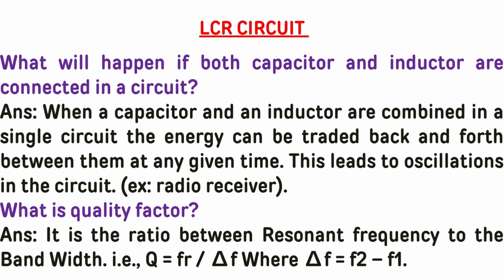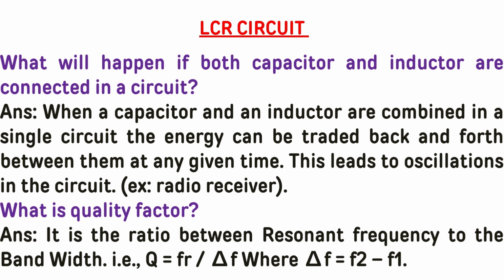LCR circuit. What will happen if both capacitor and inductor are connected in a circuit? When a capacitor and an inductor are combined in a single circuit, the energy can be traded back and forth between them at a given time. This leads to oscillations in the circuit. An example is the radio receiver.